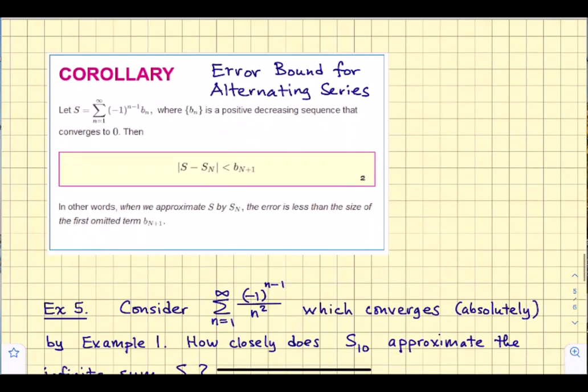Then what the error bound says is, if you have a convergent alternating series, and you call it sum s, then if you look at the difference between the true infinite sum and the nth partial sum, the absolute value of the difference, so the absolute error between those, is bounded above by b sub n plus 1. So it's the absolute value of the next term in your infinite series, if you disregard the plus or minus sign.